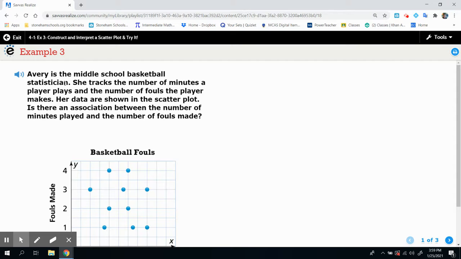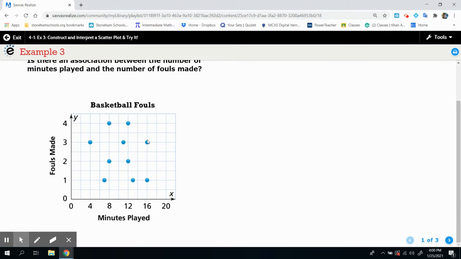Avery is the middle school basketball statistician. She tracks the number of minutes a player plays and the number of fouls a player makes. Her data are shown in the scatter plot. Is there an association between the number of minutes played and the number of fouls made?